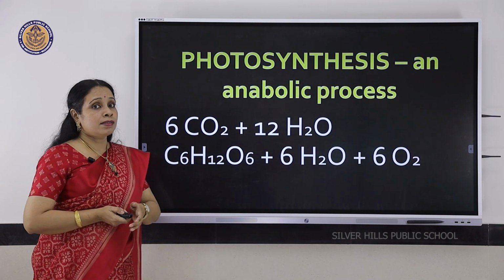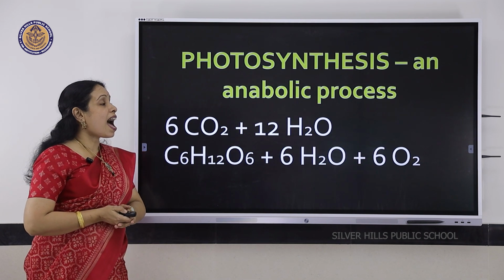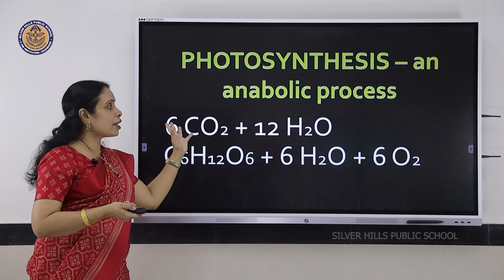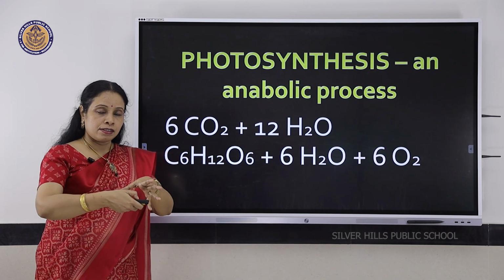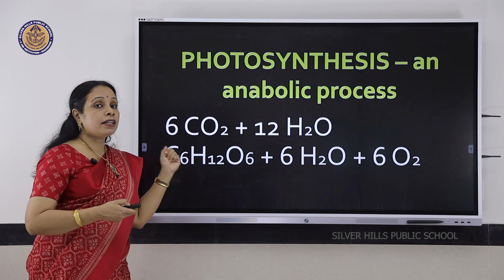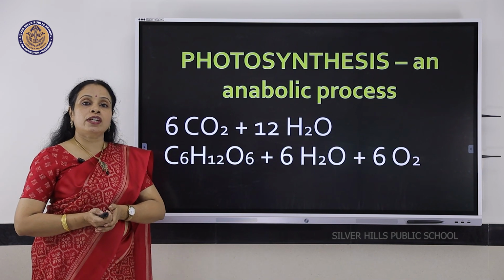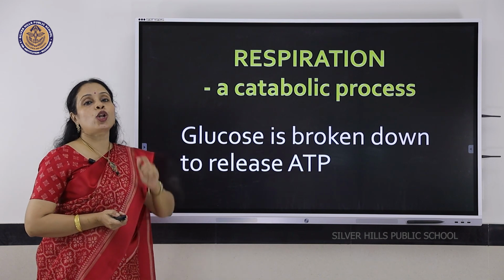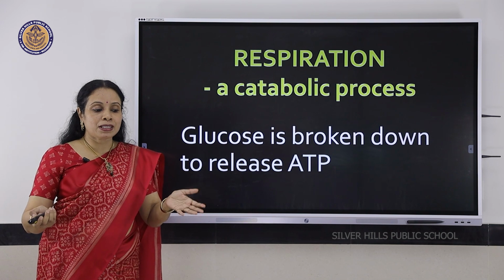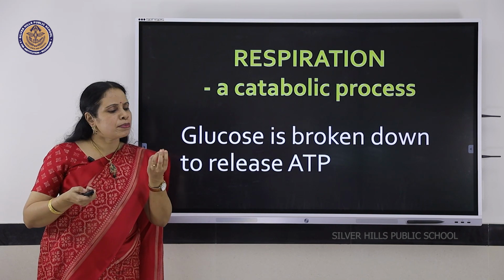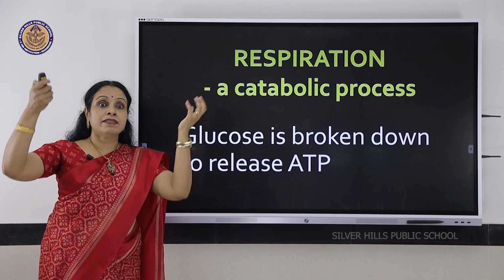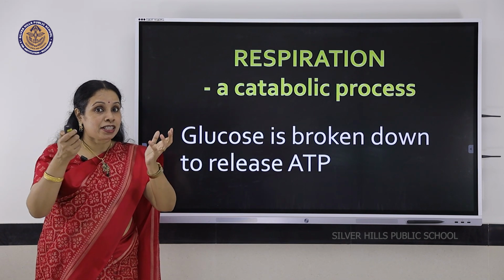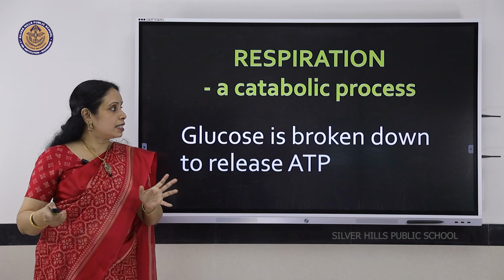So photosynthesis, in the previous session we learned it is an anabolic process. It is a build-up process where carbon dioxide and water are fixed to form sugar, and the byproducts are water and oxygen. But comparing to this, respiration we can say is a catabolic process. Anabolism means build-up. That is, from simple materials, you are building up bigger things. The opposite is called catabolism. Big materials are broken down into smaller ones.